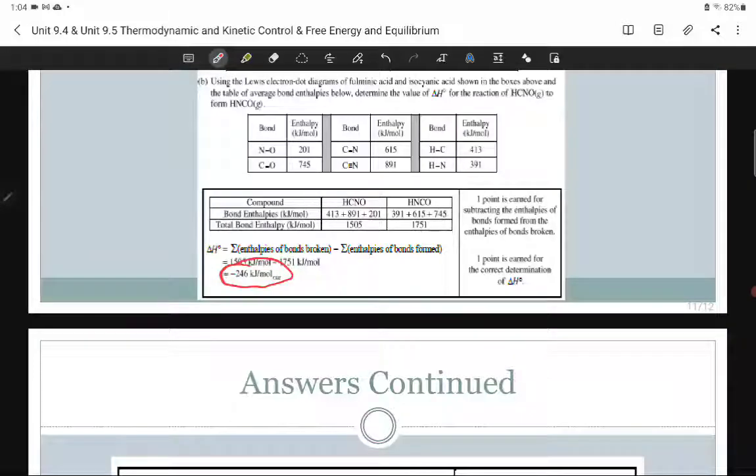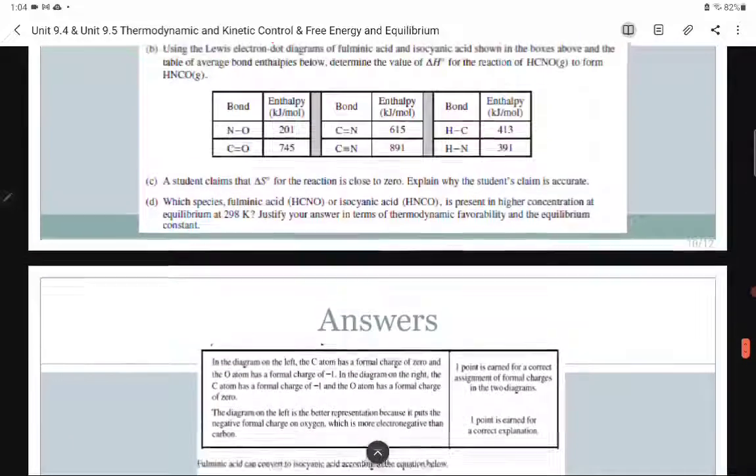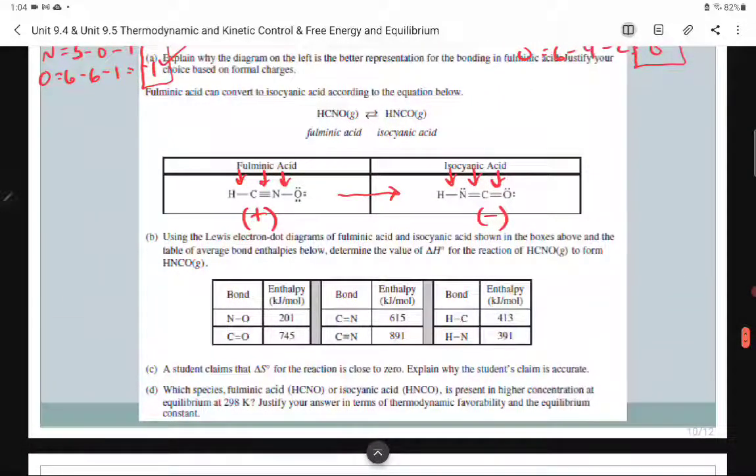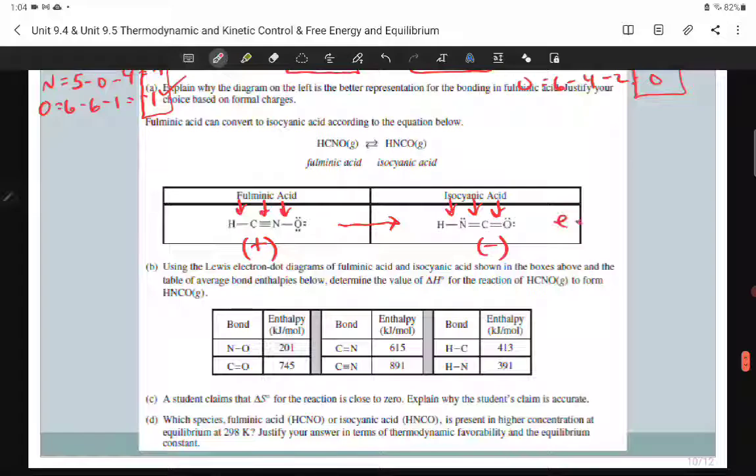Negative 246 kilojoules per mole. So overall, this reaction is exothermic.